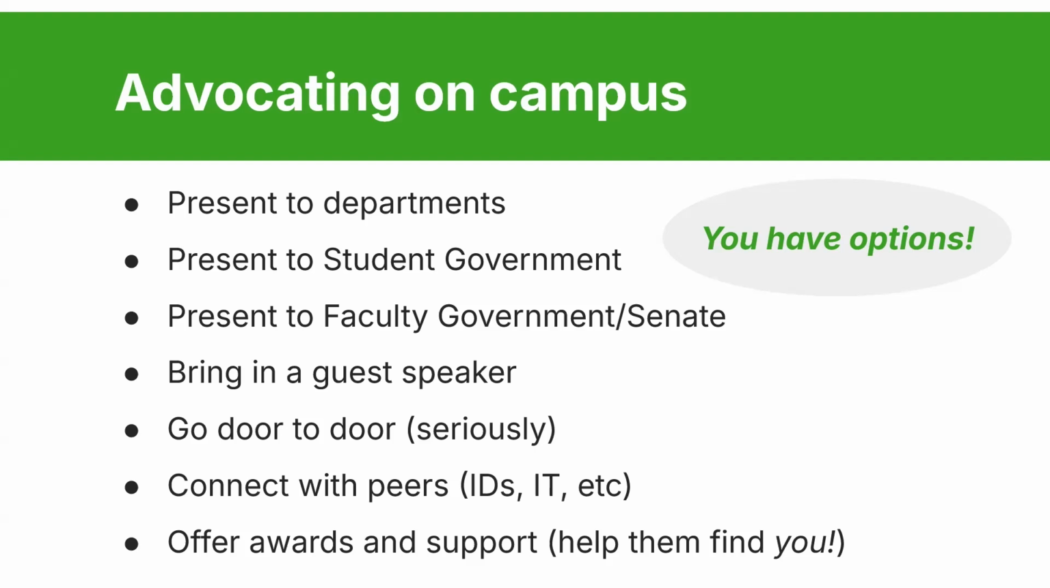You can go to door. Seriously, you can go door to door and just talk to people about open ed. I know a couple of people have said in the chat, I'm that one weird OER person on my campus, and maybe you feel the same. But it can be a good way to build connections with people who are interested in learning more. And you can connect with peers like instructional designers, IT staff, and others who are interested in similar topics. Finally, a good way to advocate is just by helping people come to you by offering awards, support, or grants when you can.